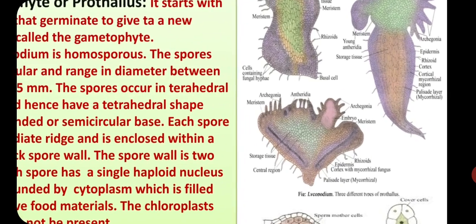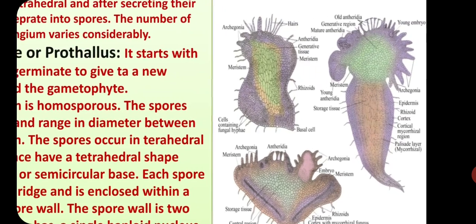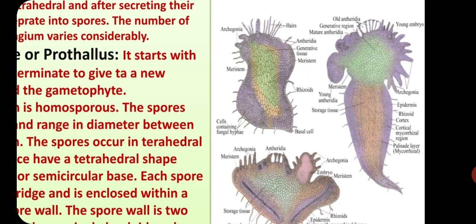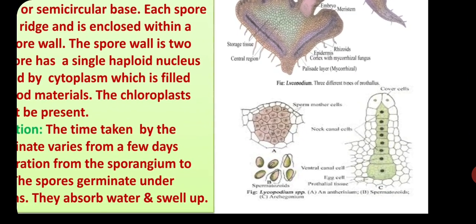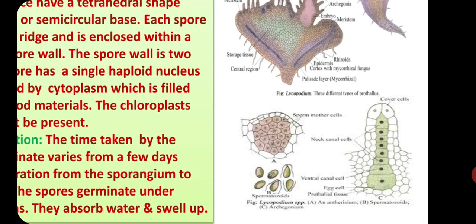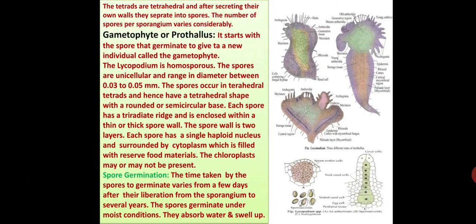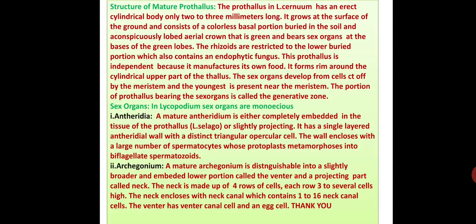See friends, these are the various types of gametophyte or prothallus in Lycopodium. The gametophyte bears two kinds of sex organs. One is antheridium and the other is archegonium. And now the structure of the mature prothallus.